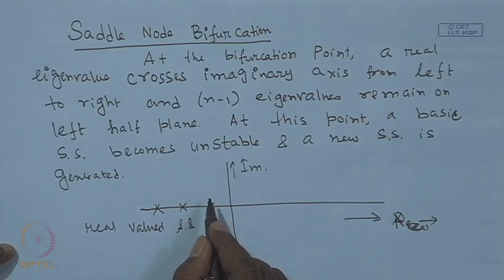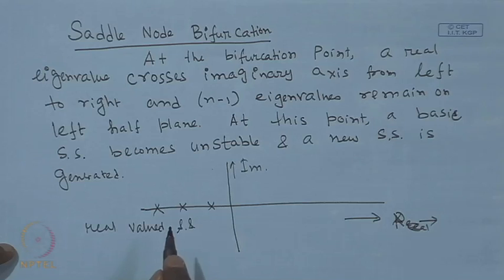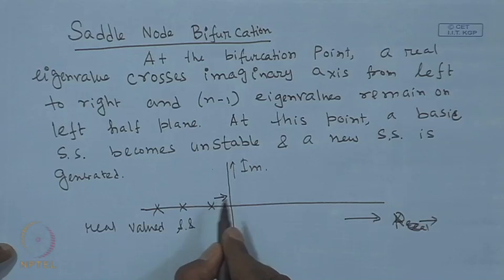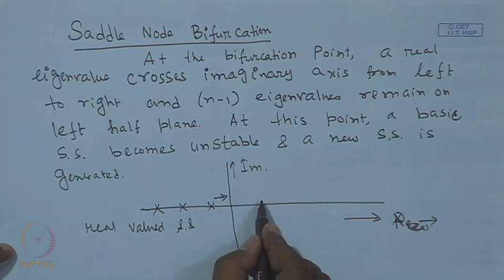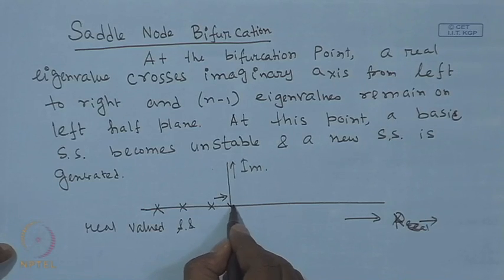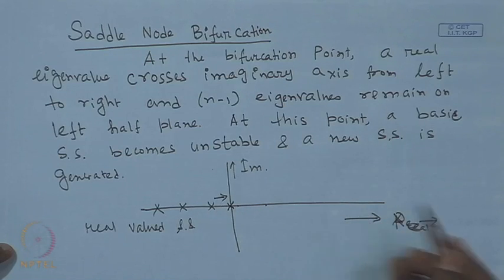For a set of combination of the parameters. Now, for particular parameter combinations, this steady state starts moving. If we change the value of the system parameters, let us say this steady state starts moving in the right direction, and for a particular value, it crosses over the imaginary axis and comes to the positive real half plane, or the right half plane.